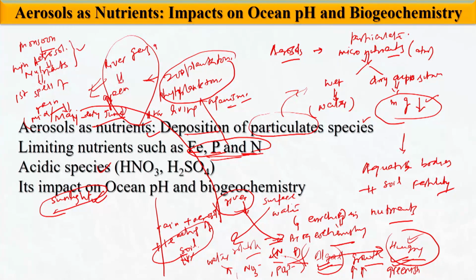Whether it is by rain deposition directly into the ocean or over the rivers, the nutrients can also be transported through surface water. Another important thing that I talked about is the particulate form.